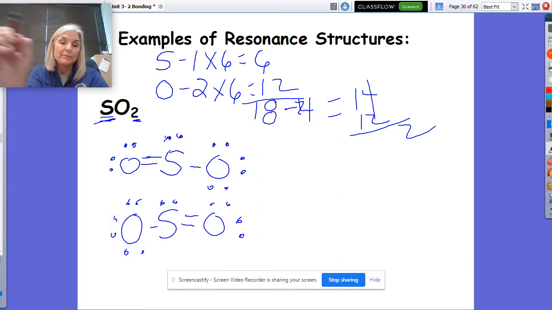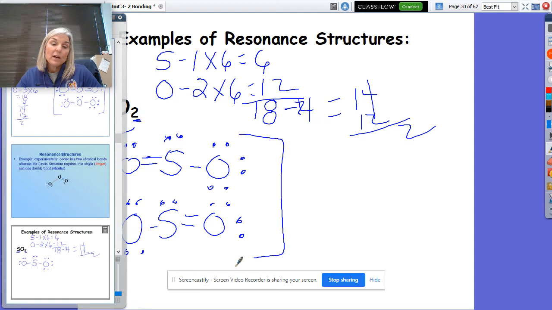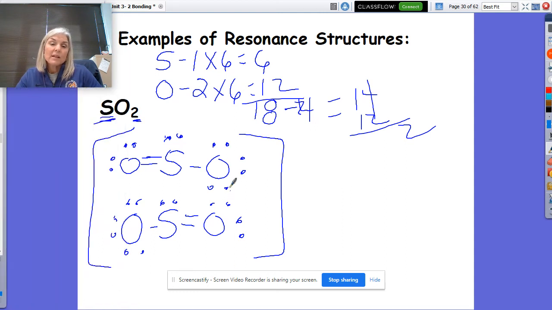So it looks like that. And then draw your brackets. So again, the examples I have shown you only have 2 resonance structures, but in your homework or the drawing that you're going to put in your notebook, you may have one that has 3. So that's resonance.